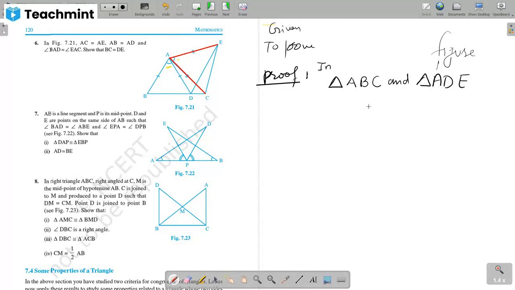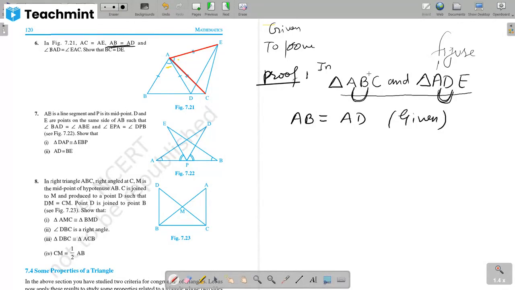In these two triangles, now we will find corresponding pairs of sides and angles, to see which congruency criteria applies. Just see here, this AB and AD, are they equal? Yes, ma'am, given. So we will write AB is equal to AD. This is given in the question.